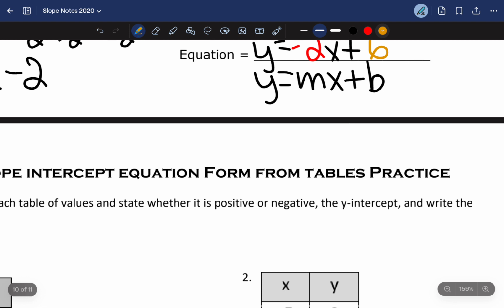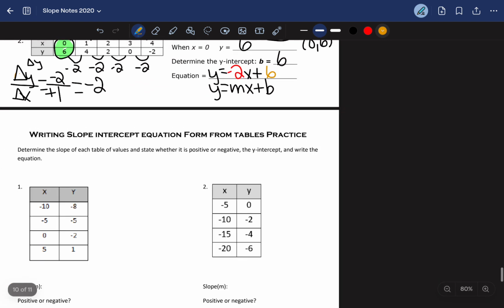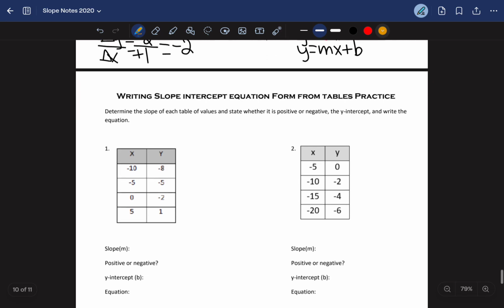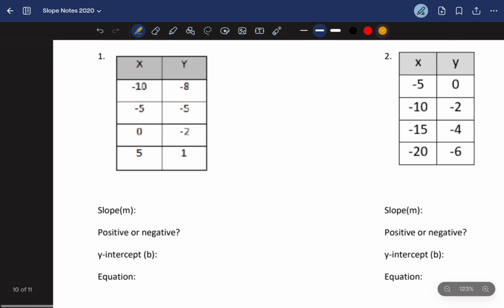All right, let's take a look at the directions. So this is your practice. It says to determine the slope of each table of values and state whether it is positive or negative, the y-intercept, and write the equation. Okay, so let's take a look at this.